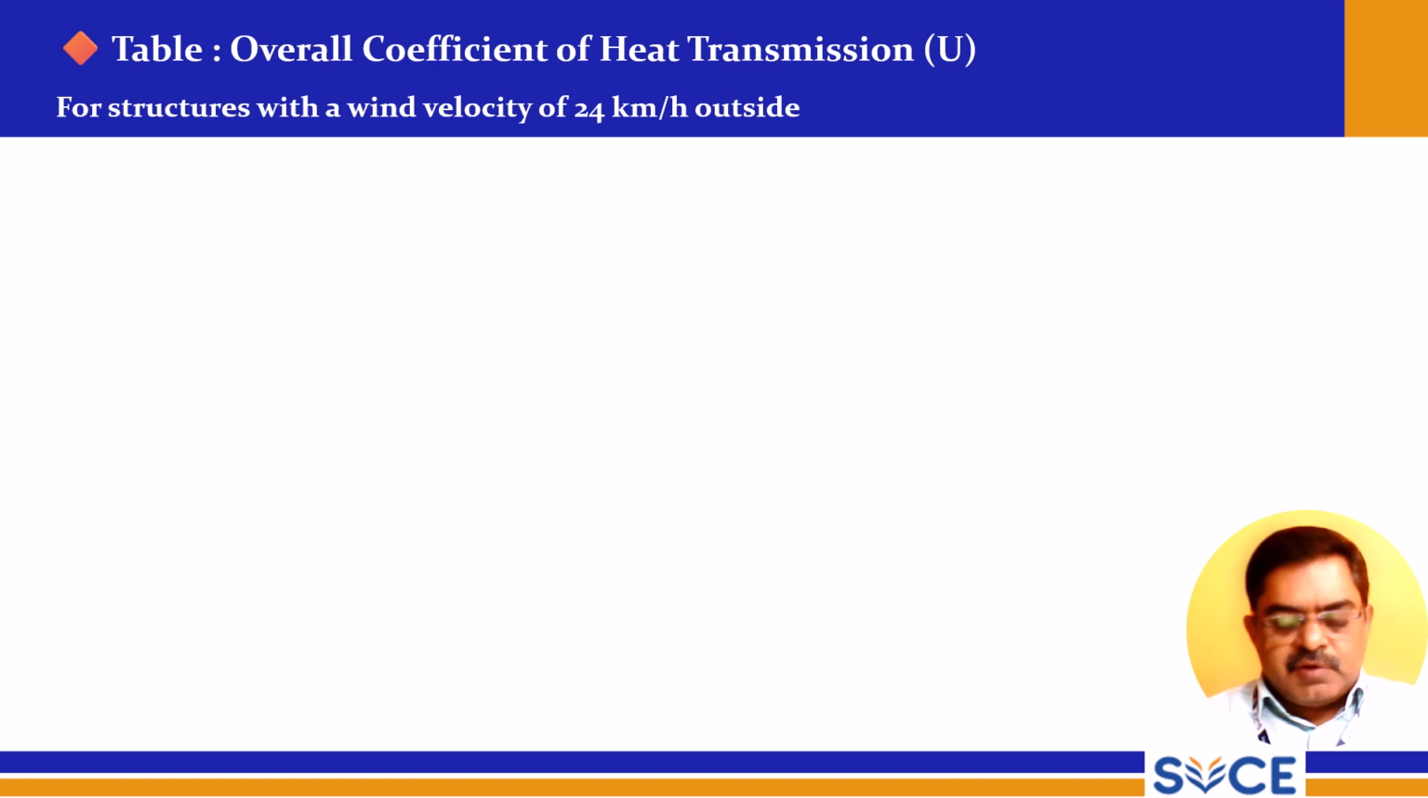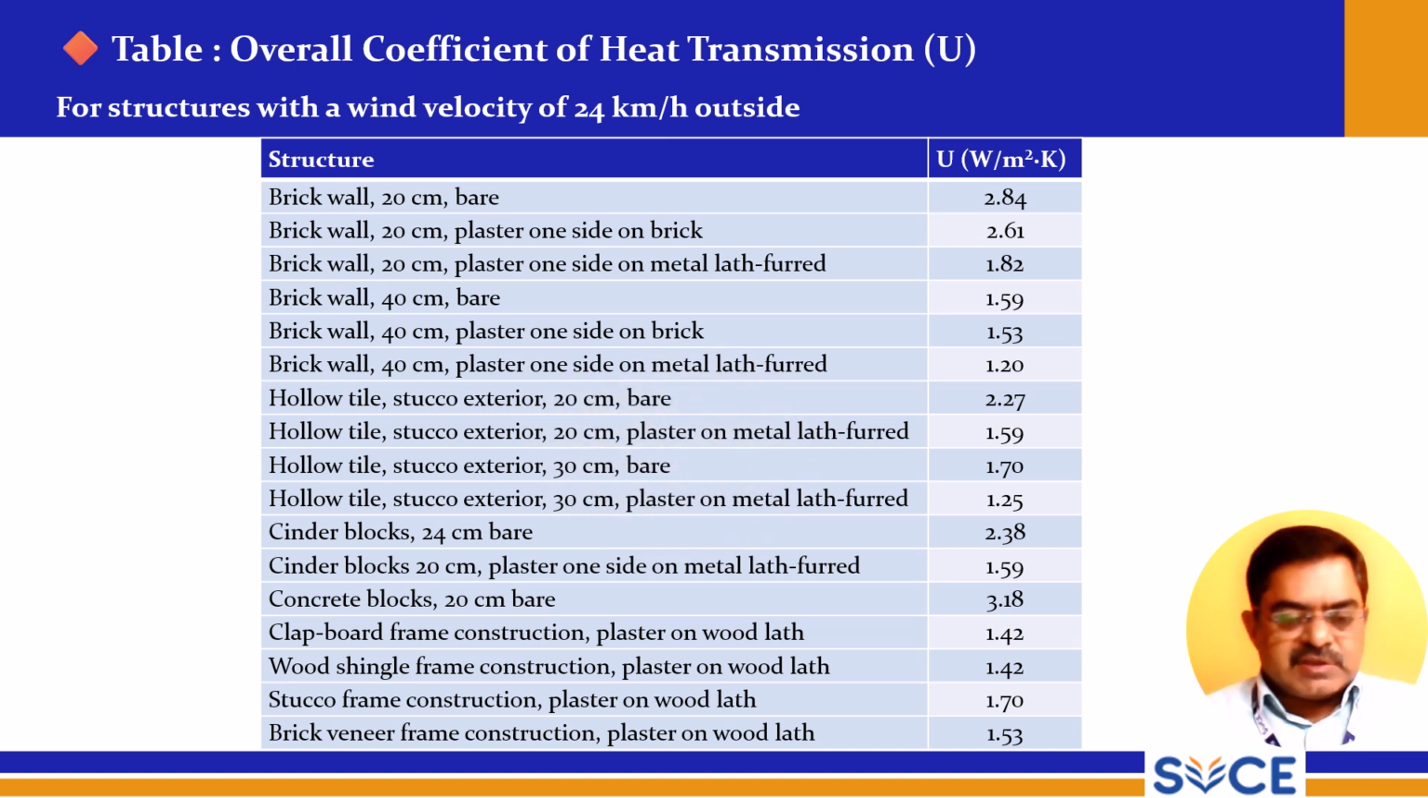So I will show you different tables, what is happening in the confined space, and this is a structure. For structures with wind velocity of 24 kilometers per hour outside, the U values are like this. And brick wall, 20 centimeter bare, that is 2.84. This is the highest here. And this is 3.18, that is the concrete blocks, 20 centimeter bare.